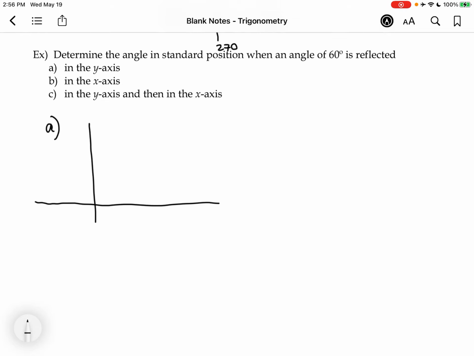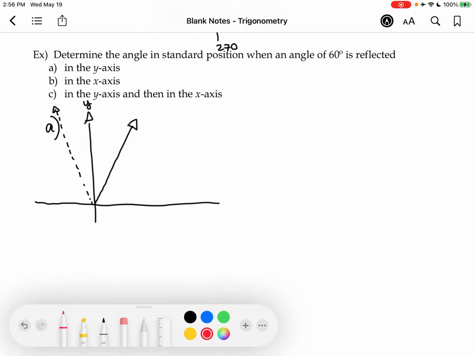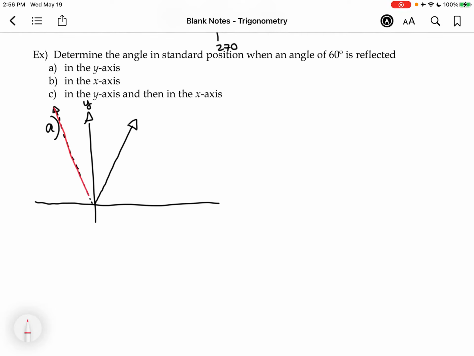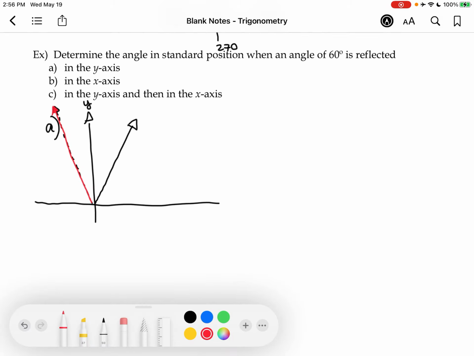So first we start with 60 degrees. So that's like here somewhere. And then we reflect it in the y-axis. That's this guy over here, right? So we're going to have like a mirror image. And this is going to be our new angle, right? This will be our new terminal arm. And we want to know, what is the new angle going to be?